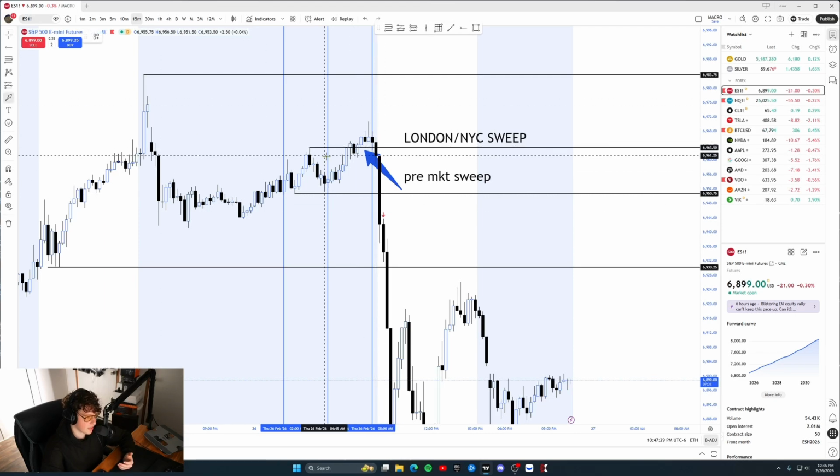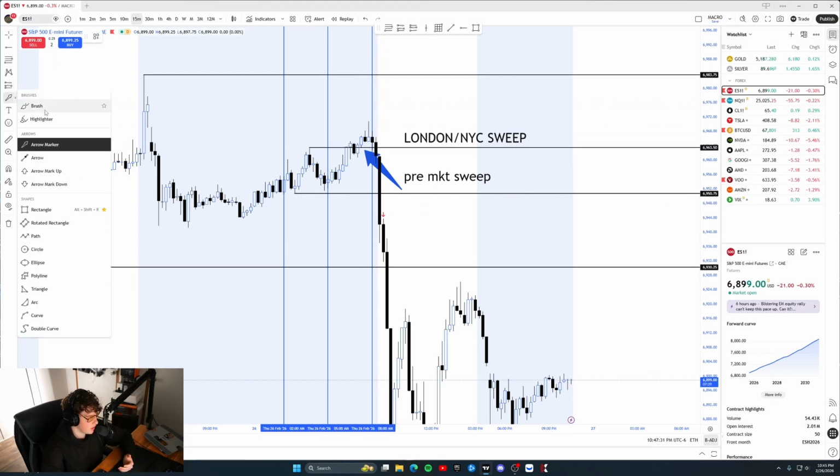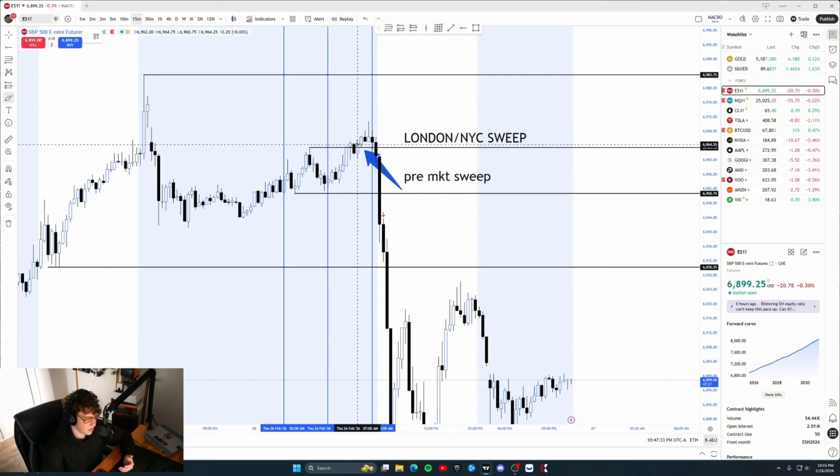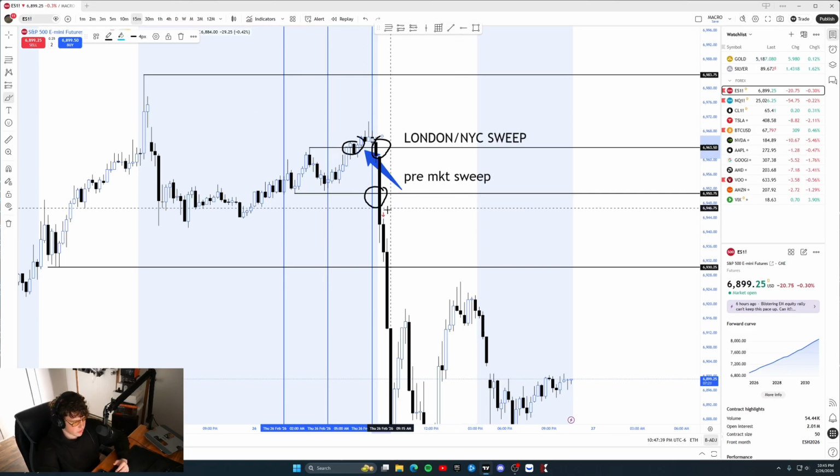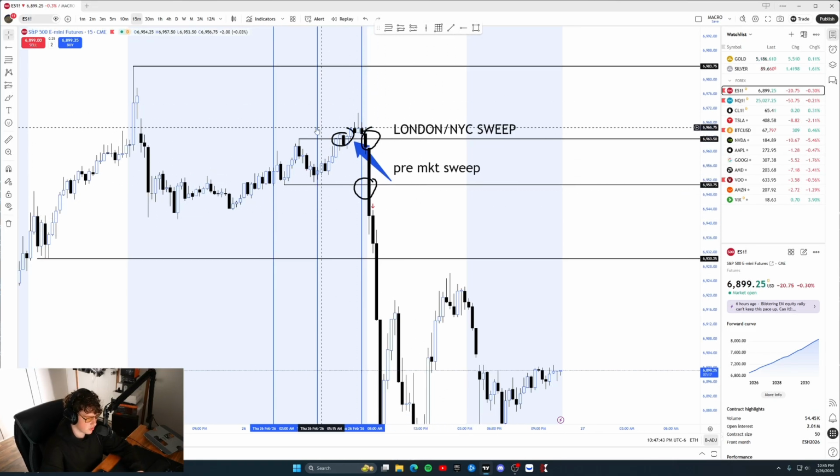Let me actually circle them so you can view them. So we get a sweep here, we get a sweep here, and we get a sweep here again. So those were the three sweeps that happened. I'm just going to leave that on there. The circles represent the sweeps. That's pretty much what I'm talking about.